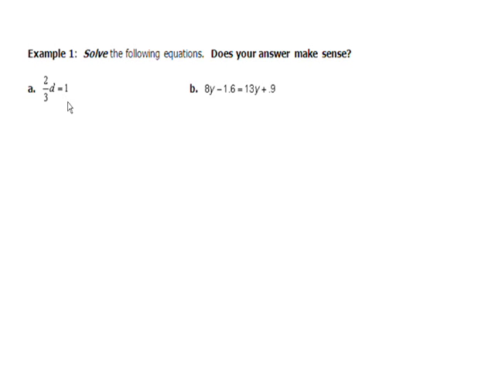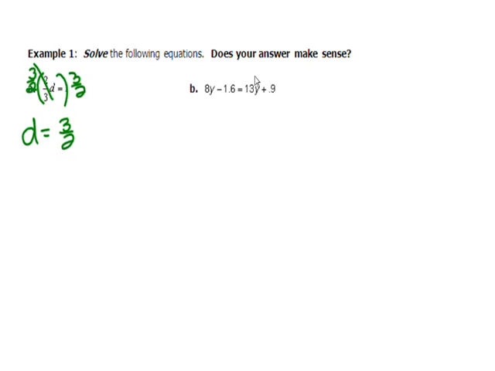In solving equations, we are going to use inverse operations, right? We're going to undo whatever's being done. So here we've got 2/3 multiplied times d, so I'm going to undo that multiplication with division. Only we don't divide by fractions, we multiply by their reciprocals. So I'm going to multiply both sides of my equation by 3/2. That cancels these out, leaving me with d, and I get 3/2 on that side.